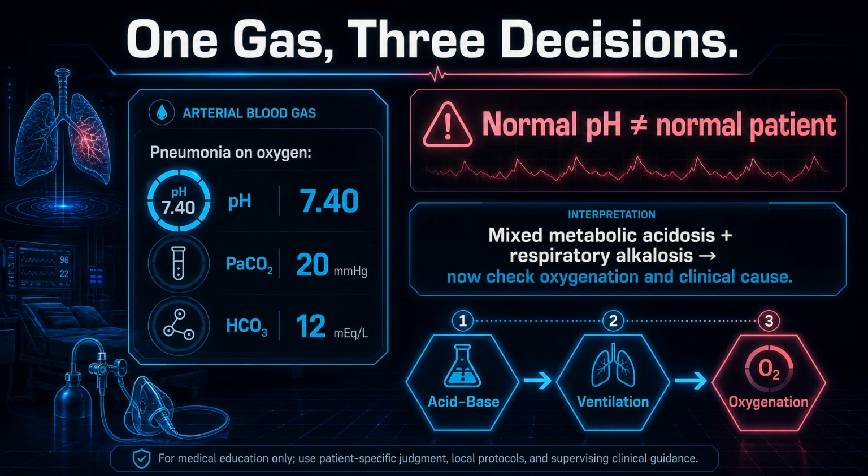Let us start with a common trap. A patient with pneumonia arrives on oxygen, and the blood gas shows a pH of 7.40, a carbon dioxide of 20, and a bicarbonate of 12. The pH looks normal, so it is tempting to move on. But this patient is not normal. A low bicarbonate suggests metabolic acidosis, and the carbon dioxide is even lower than expected, which means there is also respiratory alkalosis. So the real diagnosis is a mixed metabolic acidosis plus respiratory alkalosis.